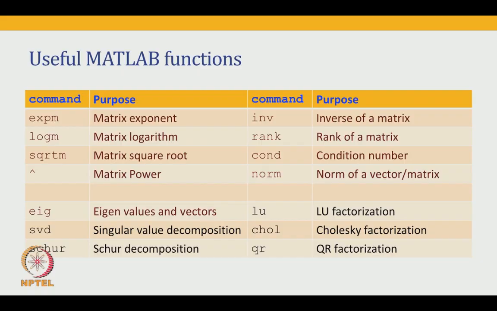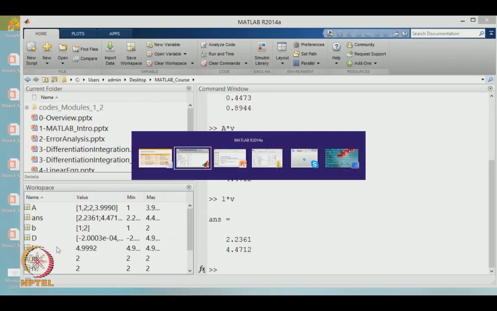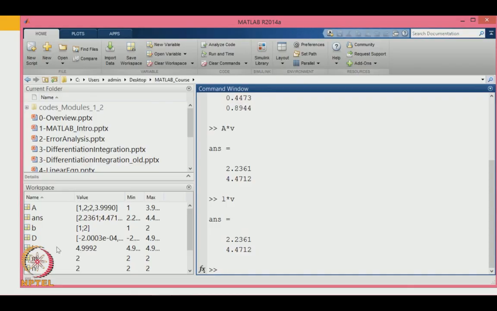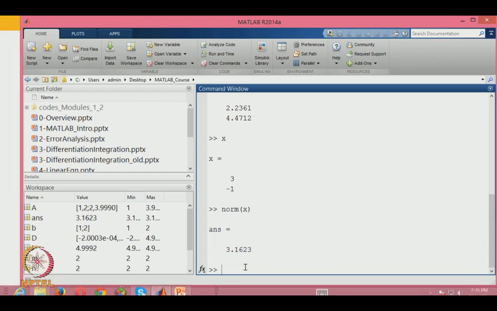Okay. So, let us finally go and find out the norm. Let us look at our vector x. Now, the norm of this vector is nothing but 3 squared plus 1 squared, square root of that, which is square root of 10. So, norm of x is going to be square root of 10, which is nothing but 3.1623. Okay. So, norm is an indicator of the size of any vector.